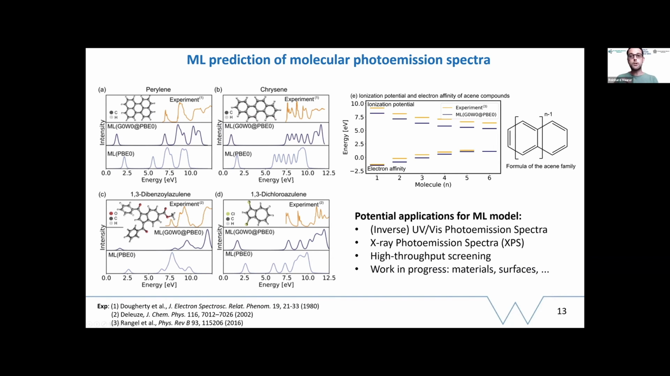And it's quite useful for high throughput screening because at no point do we need to make any DFT calculations anymore. We can predict the hybrid DFT energy levels with the model. And on top of that, we predict the many-body correlation energy. And we're now working on extending this to materials and surfaces.